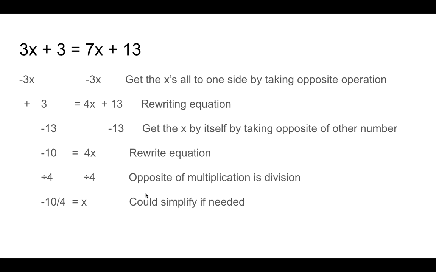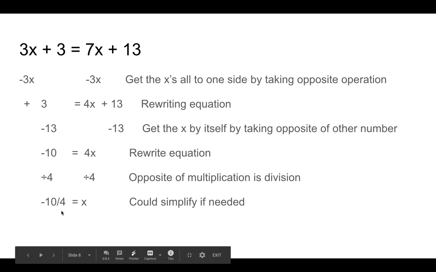From there, I could simplify this. I could divide them both by 2 and get negative 5 halves. Or I could write this as a negative 2.5 as well.